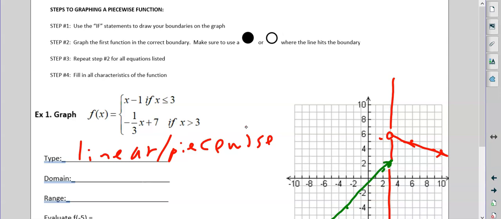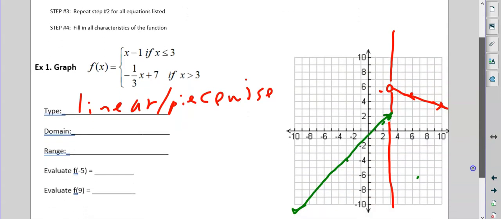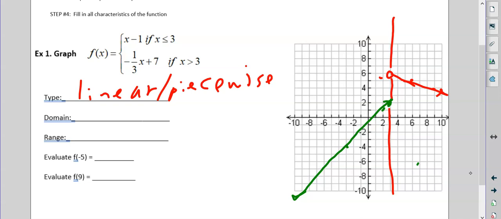Now, the domain, if you look at it, really, if you think about it, it's going left forever, okay? And it's going right forever.